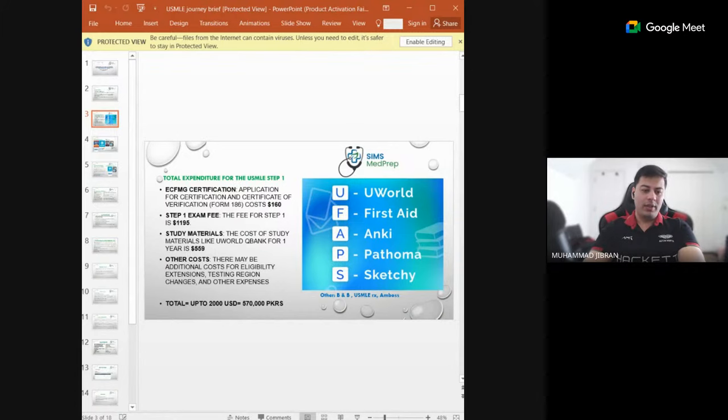And UWorld these days, I think for a yearly subscription, is going to cost you around $559. So I would always suggest going for a year subscription of UWorld, and then you can sell it, or share it with somebody else after you're done with it. Because there's not that much difference between 6 months and 1 year, it's always better to go for the 1 year one.